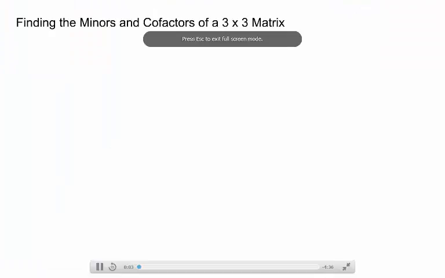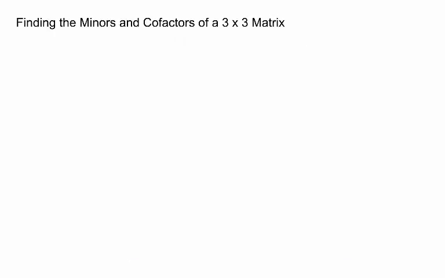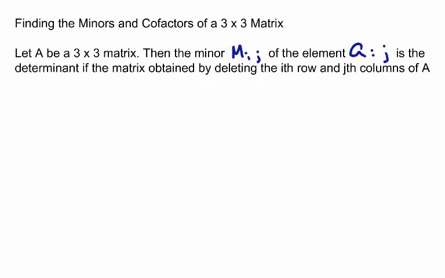In this video, we're going to talk about finding the minors and cofactors of a 3 by 3 matrix. Suppose we let A be a 3 by 3 matrix. Then the minor, M sub i j, of the element A sub i j, is the determinant of the matrix obtained by deleting the ith row and jth column of A.